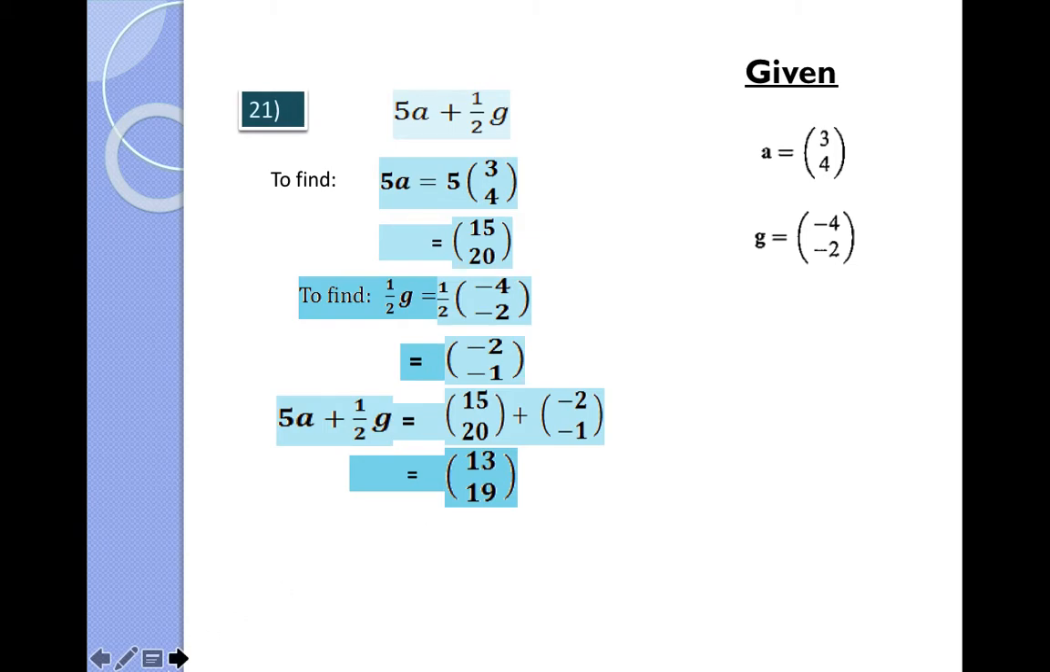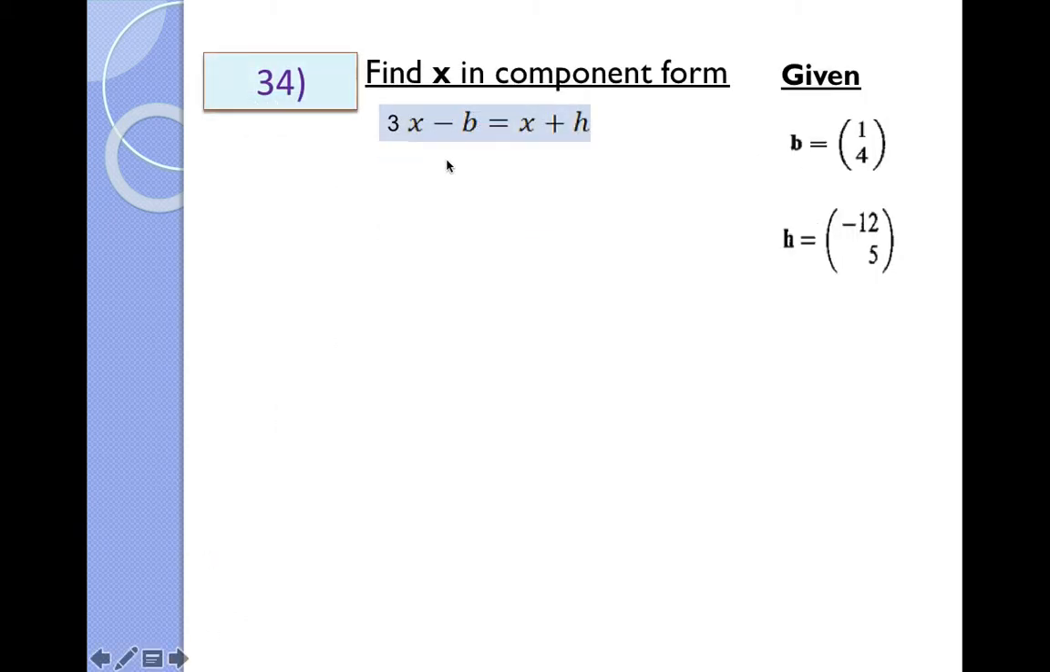Now moving on to the next question. Question number 34. The question says find x in component form. The question is 3x minus b equals x plus h. Here you will group the like terms, 3x and x. So it becomes 2x. Here I have grouped and shown you. Now we will simplify that. 2x equals h plus b.